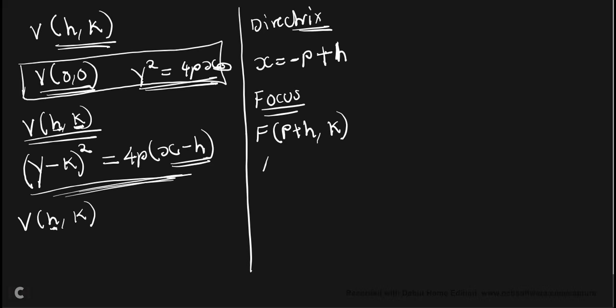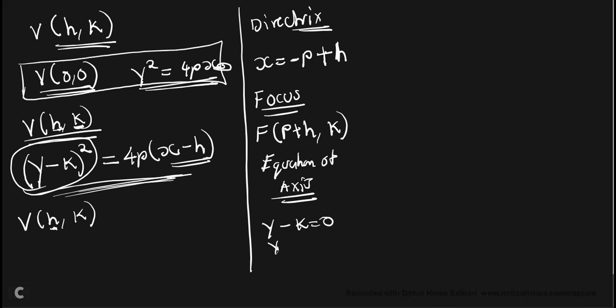What else do we consider? The equation of the axis. In this situation, the equation of the axis: go to the part where there is a square in the equation. This is the part which is squared, so it would be y minus k equal to 0, which is y equal to k. So your equation of axis is y equal to k. Now let's draw the graph for this.